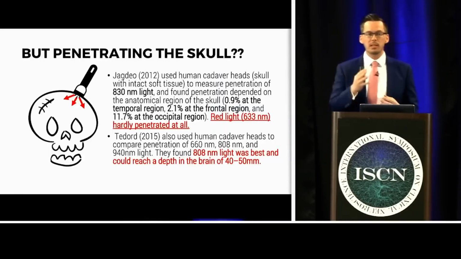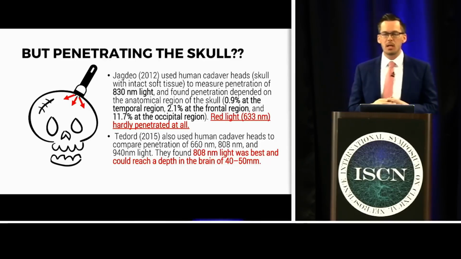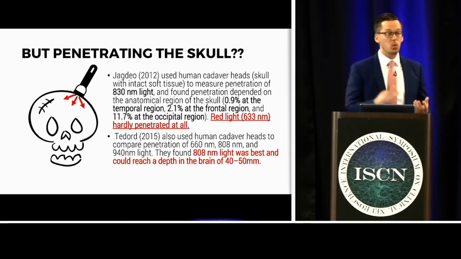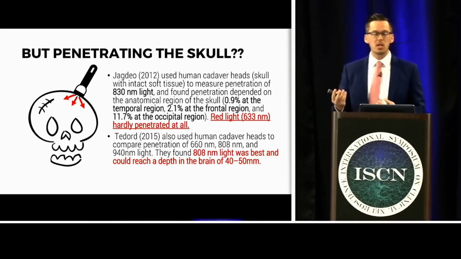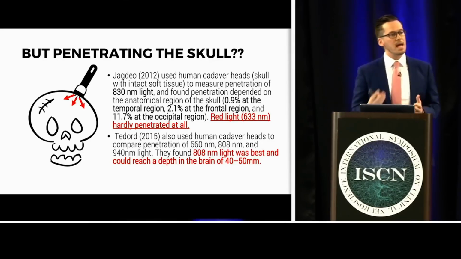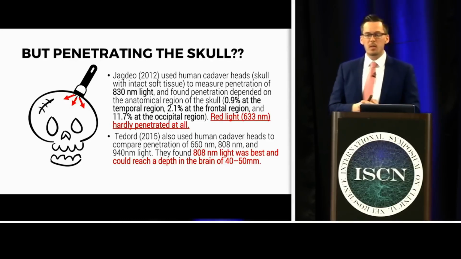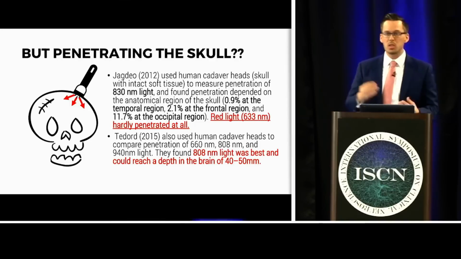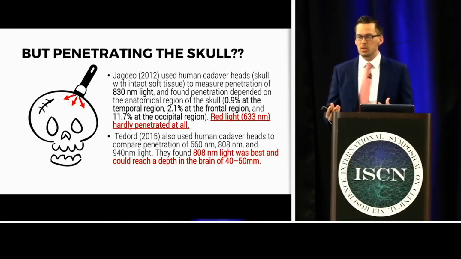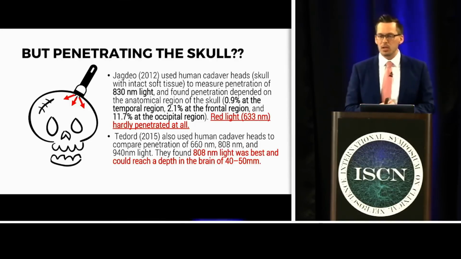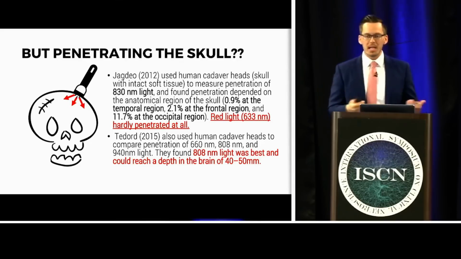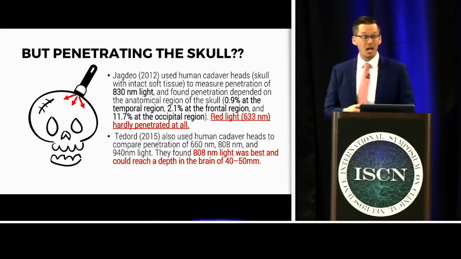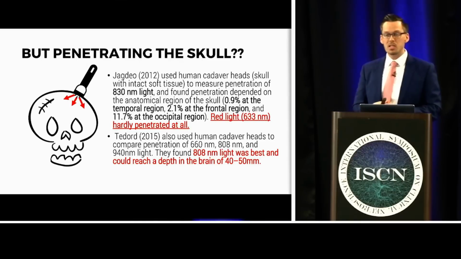We talked in the beginning about how we were going to come back to Jadego. He used human cadaver heads with the skull intact as well as soft tissue to measure penetration of 830 nanometer light, and found that the penetration depended on the anatomical region they were shining the light through. Different skull or cranial bones have different transmittance of light: less than 1% in the temporal region, 2% at the frontal region, and almost 12% at the occipital region.